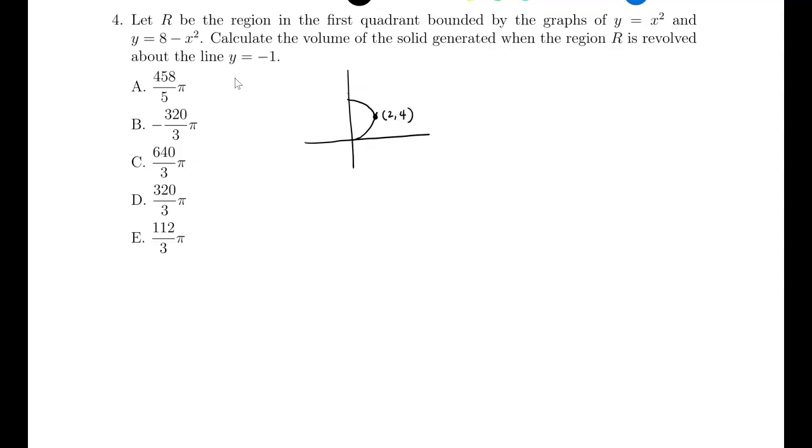And then instead of rotating this about the x-axis, like in the previous example, we're now going to rotate this about the line y equal to -1. So the line y equal to -1 is this line here. Okay, so how would the solid look like? Let's just make a mirror image. So it would somehow look like that. So this would be the solid.